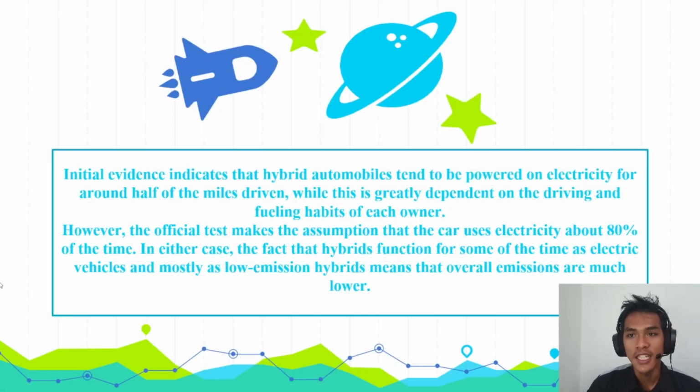Initial evidence indicates that hybrid automobiles tend to be powered on electricity for around half of the miles driven, while this is greatly dependent on the driving and the fueling habit of each owner. However, the official tests make the assumption that the car uses electricity about 80% of the time. In either case, the fact that hybrids function for some of the time as electric vehicles and mostly as low emission hybrids means that overall emissions are much lower.